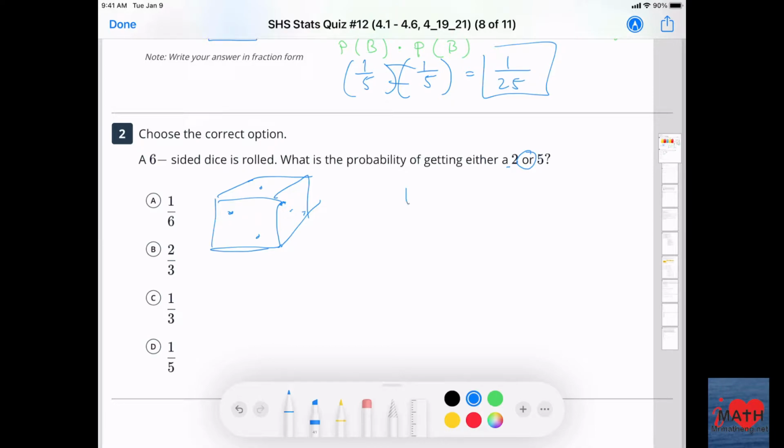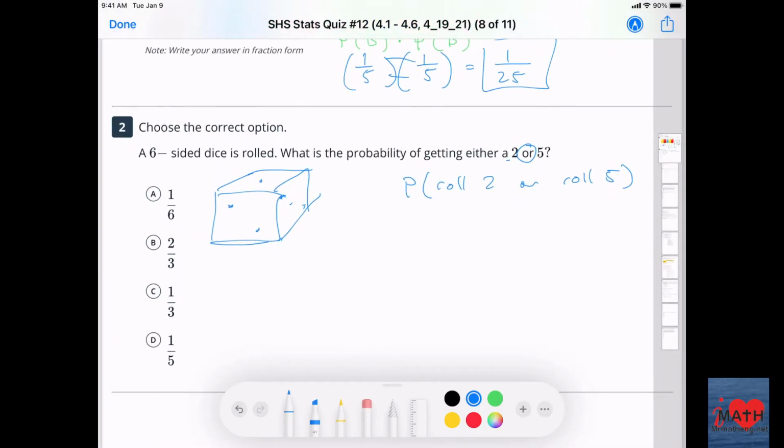What's the probability of rolling a 2 or rolling a 5? Now, again, these do not have any intersection because there's no overlap. The sample space of getting a 2 versus a 5, there's no overlap. So, or is our addition. The probability of rolling a 2 plus the probability of rolling a 5. Well, there's a total of 6. So I've got 6.